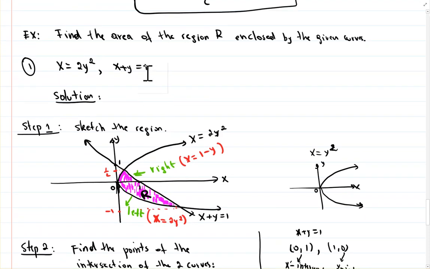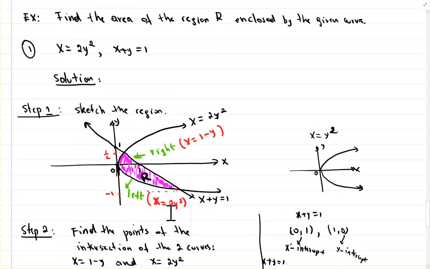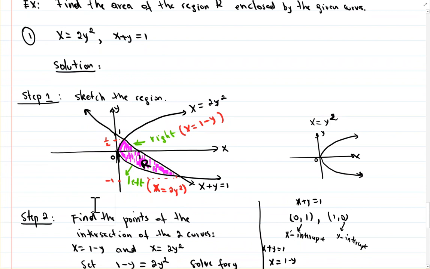Notice that the limits of integration are not given, so we'll have to find them. We know the limits are going to be a function of y. This is where the two curves intersect: this point here and that point there. That's where the curves do intersect. So we're going to find the y coordinate of this point, and then the y coordinate of this point.